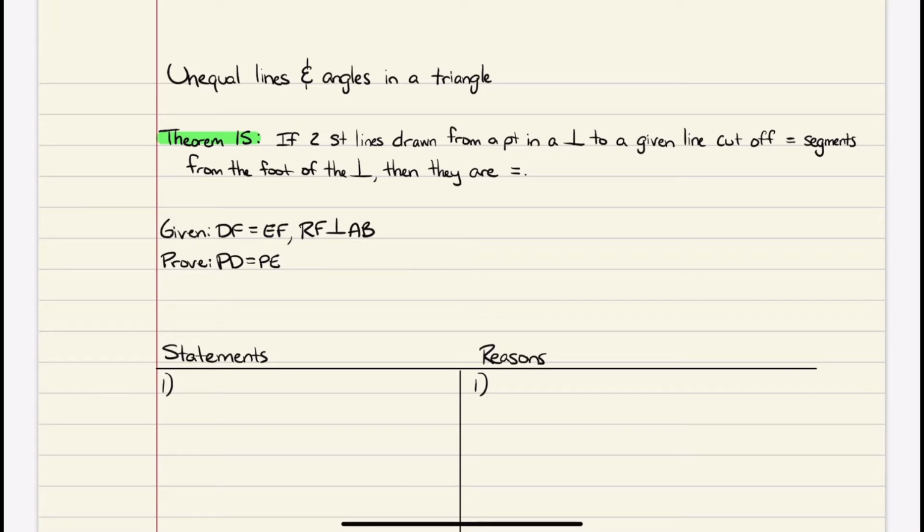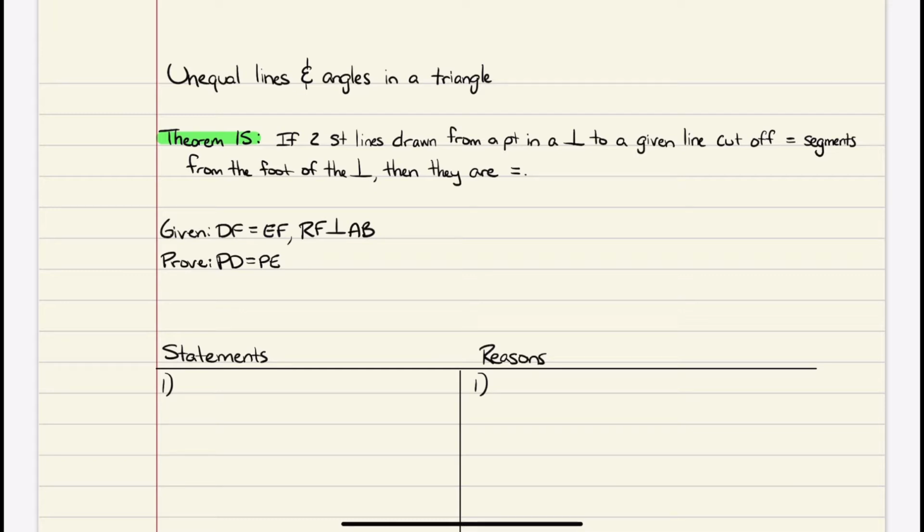It says if two straight lines drawn from a point in a perpendicular to a given line cut off equal segments from the foot of the perpendicular, then they're equal. So let's draw out what this is even talking about, and then we'll prove this theorem.